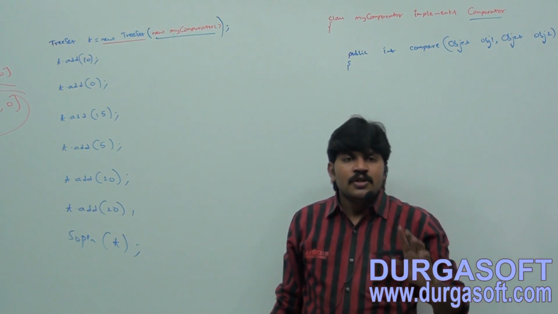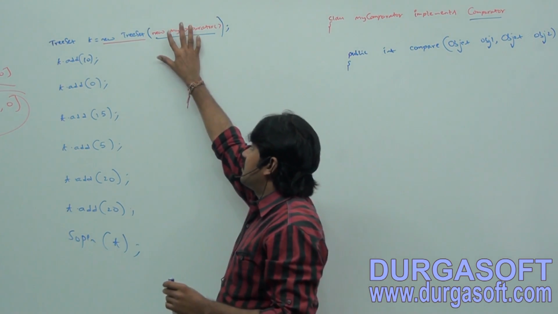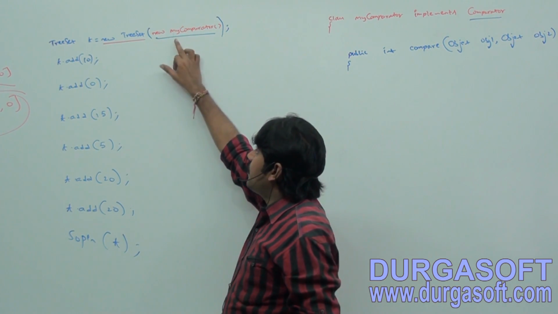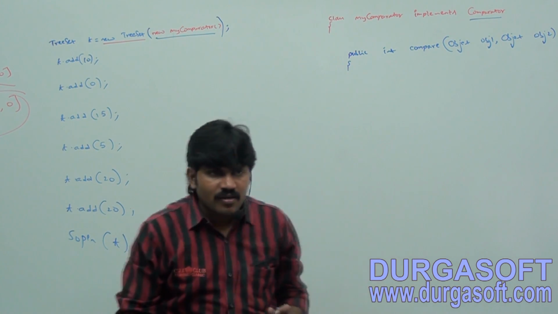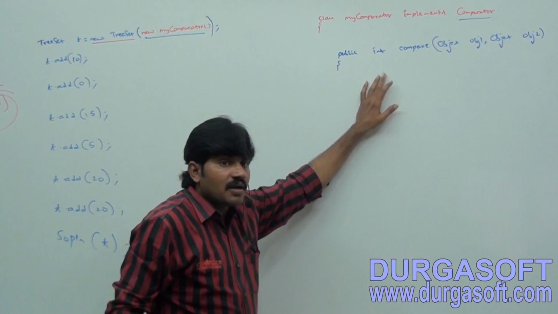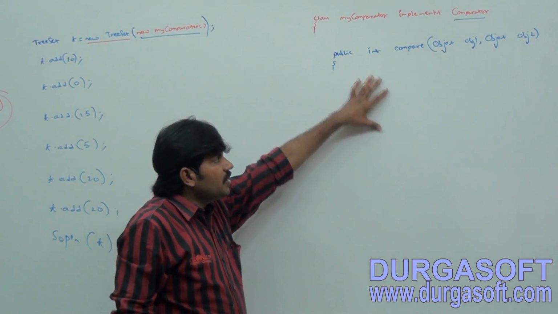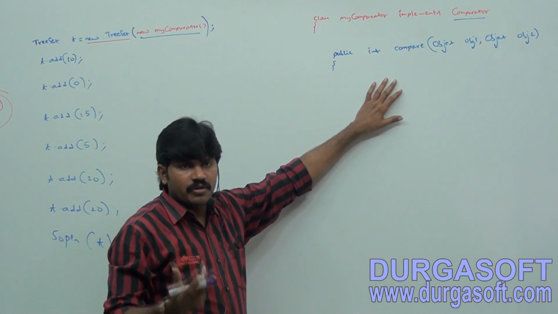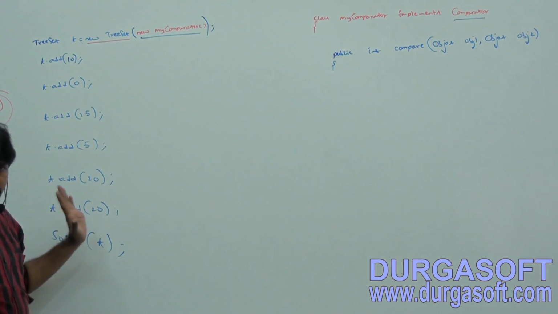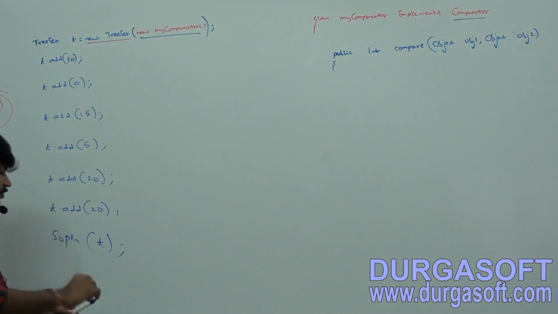Observe the difference, right? If I'm not passing this one, then JVM can call which method? Compare to method. If I'm passing this one, then the JVM will call what? This class's compare method instead of compare to method. So within this method, what logic you are going to write? Based on that, the elements will be inserted. Are you able to understand that? Okay, now observe.